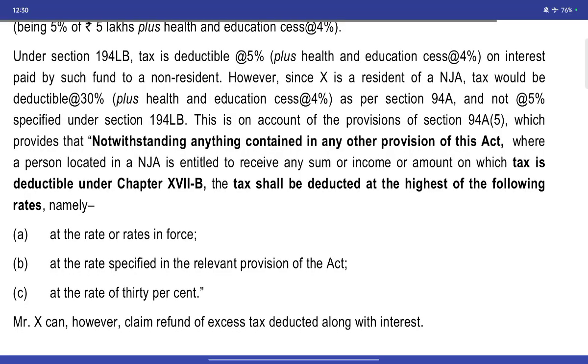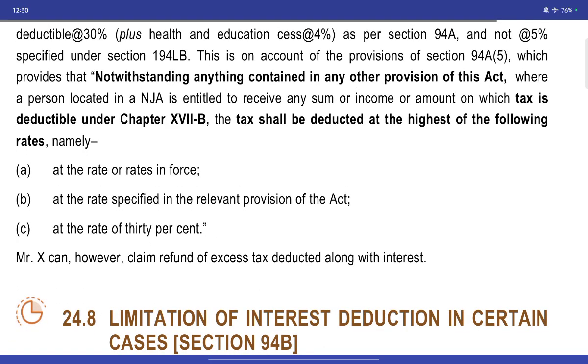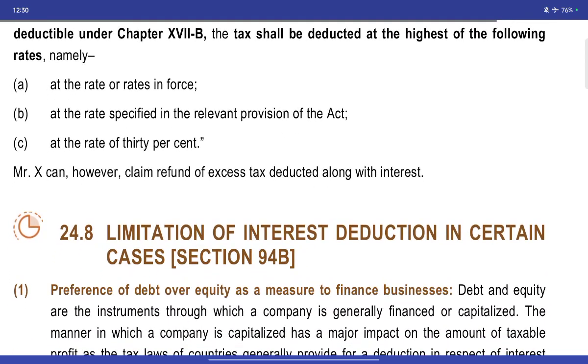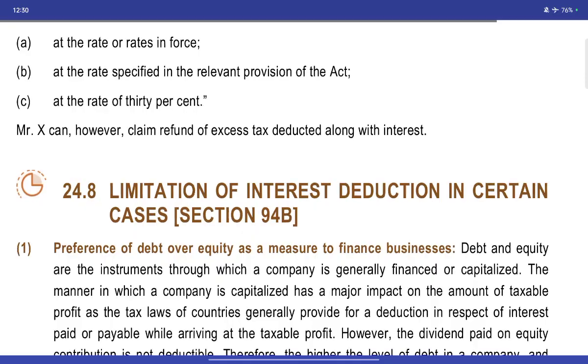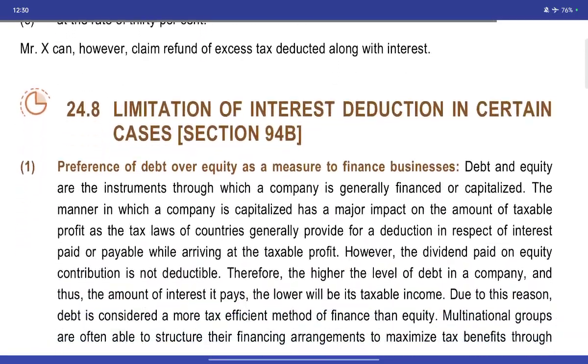Section 194LA. This is the overriding provision, section 94A, which provides that notwithstanding anything contained in any provision of the act, where a person located in a notified jurisdictional area is to receive any sum or income subject to deduction of tax under chapter 17B, the tax shall be deducted at the highest of the following: the rate in force, the rate specified in the relevant provision of the act, or the rate of 30%. He can, however, claim a refund of the excess tax deducted along with interest.